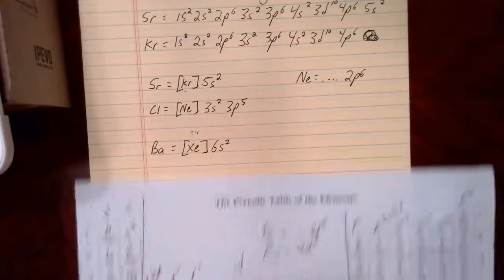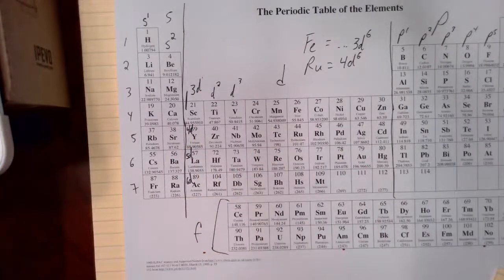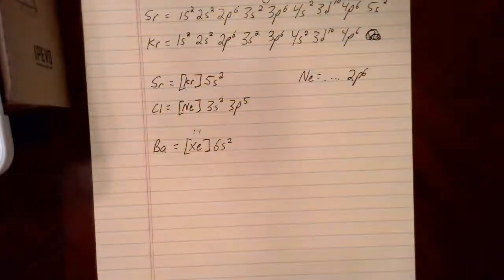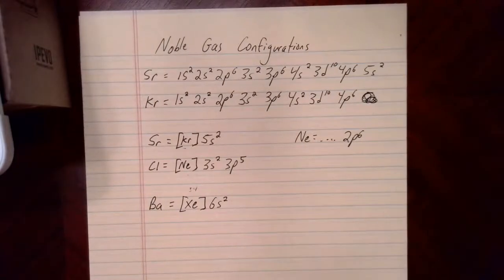We can go back and check ourselves now. Should barium end in 6s2? Yes, based on the rules, we know that's correct. Okay. So that took me less than a minute likely, whereas the whole configuration for barium would have taken a long time. Okay, so it's just a little shortcut to help save you some time when writing these configurations.